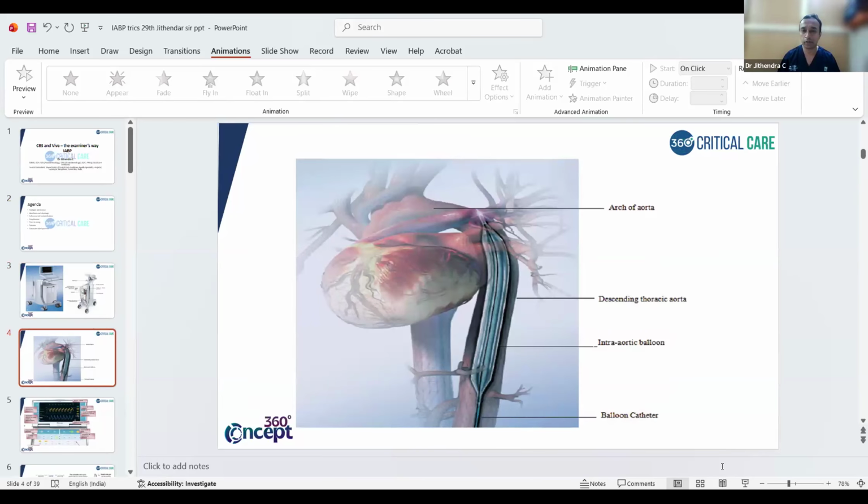Okay, so this is how it is placed in a 3D image. This is your IABP balloon, the tip of the IABP balloon, and where should it be placed? Anyone who wants to take the answer? Where should the IABP balloon be placed? What is the optimal position for the IABP balloon? Anyway, I'll be discussing it. Okay. So this is how it is placed.